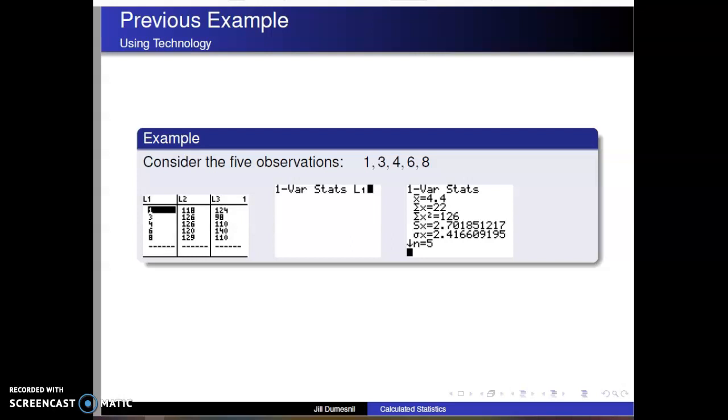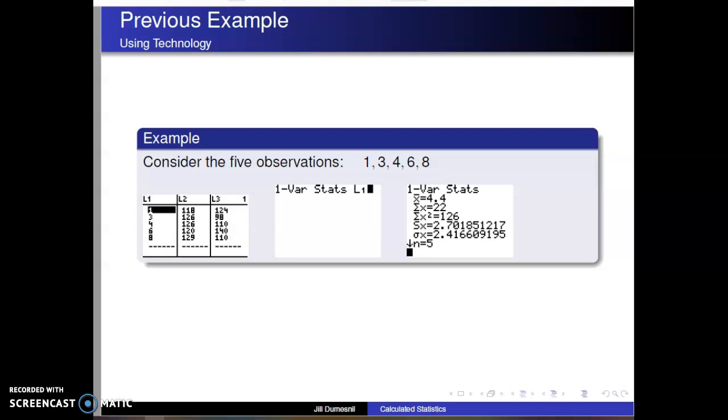With my data in List 1, I want to compute one variable statistics for this list. Under the Calc or Calculate menu, I selected option 1, one variable statistics. I also need to tell the calculator which data set to use. So I'm calculating one variable statistics on List 1. The calculator output is shown in the third screenshot. Notice the mean, x bar, is 4.4. And both forms of the standard deviation are shown.